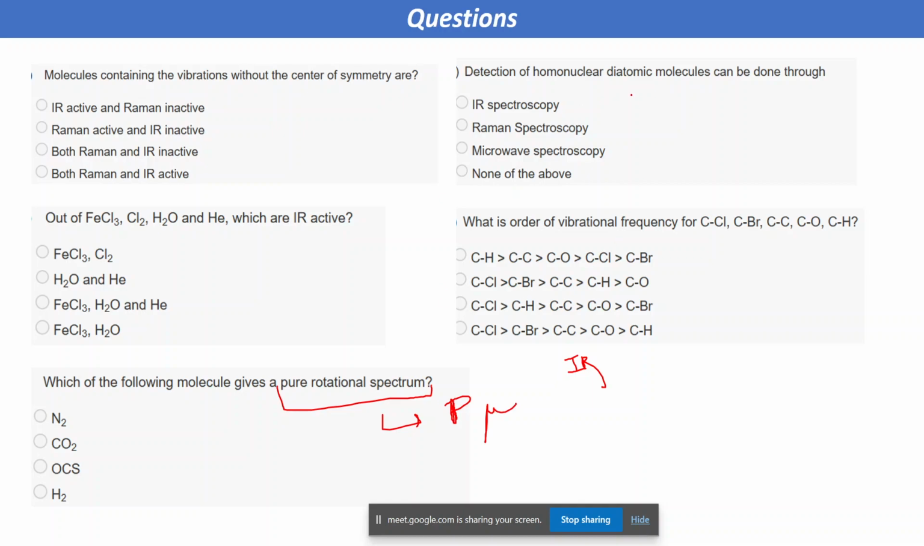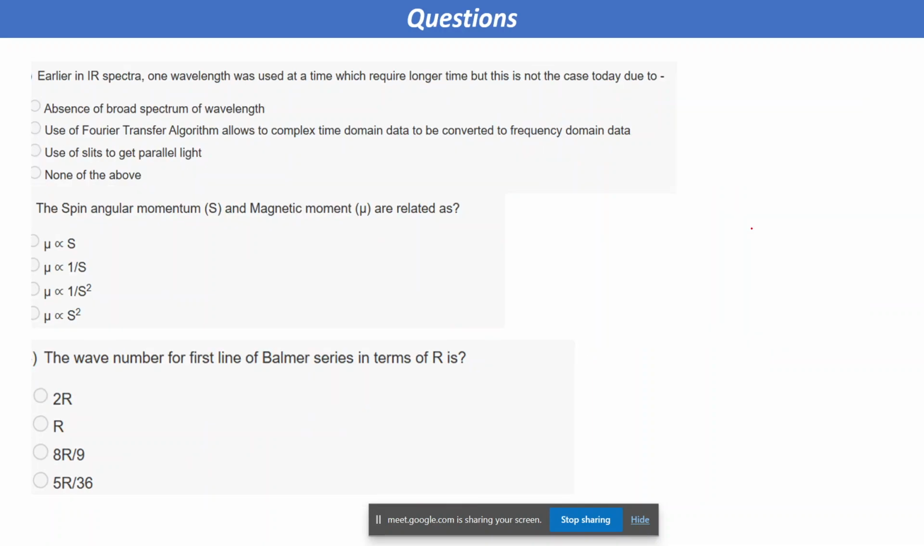Then homonuclear diatomic molecules can be detected through Raman spectroscopy. Then for vibrational frequency, you know that vibrational frequency is inversely related to the reduced mass. You know this equation, nu equals 1 upon 2 pi under root k by mu, where k is the force constant and mu is the reduced mass. So if you increase the stretching frequency, the reduced mass will decrease. In this question, as for CH, the hydrogen has a very small mass. Because of that, stretching frequency is highest for CH and lowest for CBr.